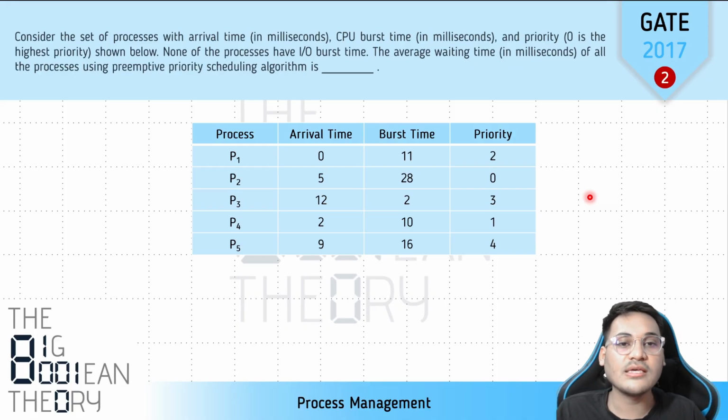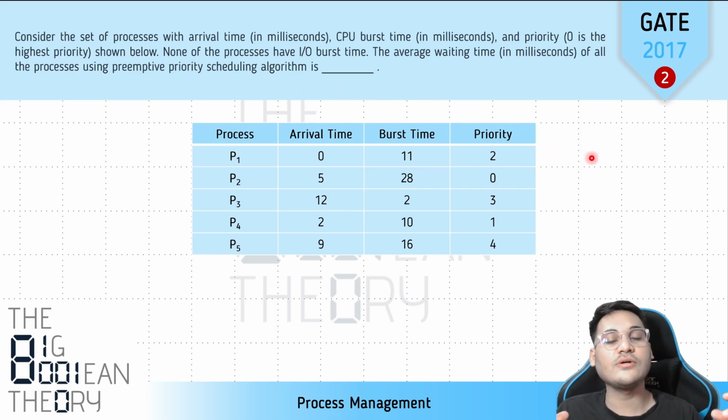Now the question is asking what the average waiting time is. So for all of these processes, we have to calculate the individual waiting times, find the average, and then report the number in milliseconds. And the most important part is that the scheduling algorithm that we are going to use in this question is the preemptive priority scheduling algorithm.